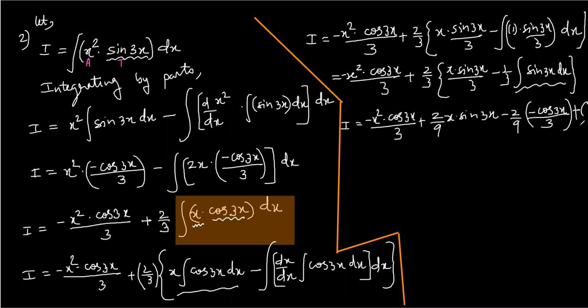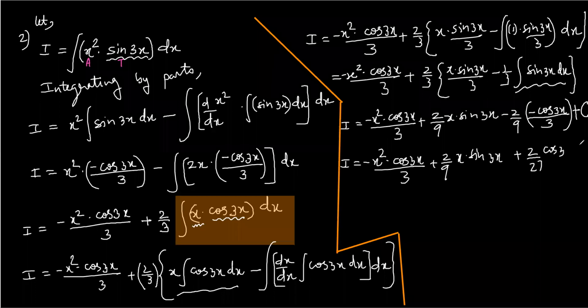And now I write finally C when there are no integrals left. So I equals to negative of x square cos 3x upon 3 plus 2 upon 9 x into sine 3x plus 2 upon 27 cos 3x plus c. This is the final answer. You can check the solution once again.